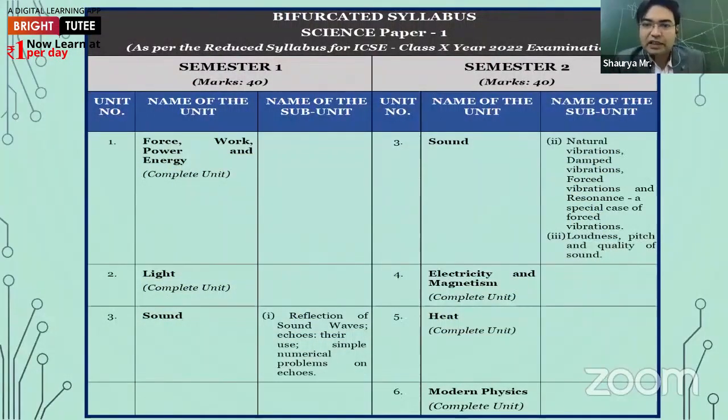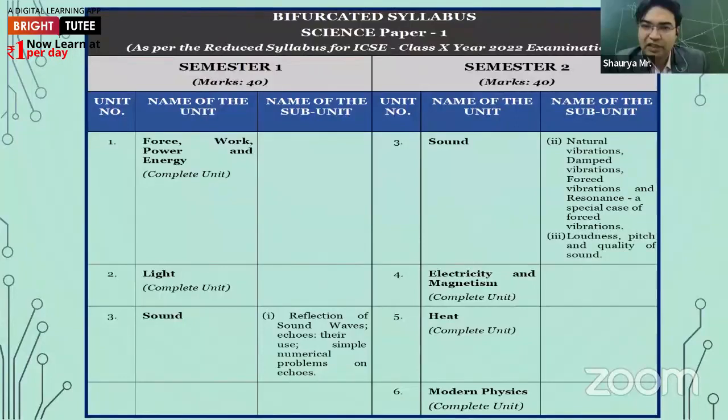Now we have a very clear cut bifurcated syllabus. So out of our entire 6 units which are there in class 10th physics, starting with force, work and power and energy, light, sound, electricity and magnetism, heat, and modern physics. Now we have already done the first 2 units and 1/3 of the sound unit. We are done with the reflection of sound and echo part of the sound. So we are yet to do the second 2 units and the entire electricity and magnetism, heat, and modern physics.